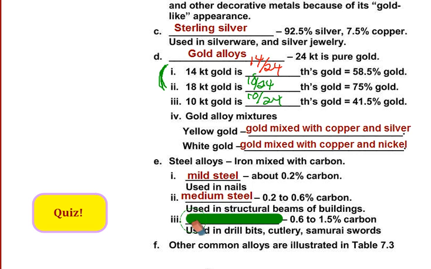And then we get to high carbon steel. This is where we use drill bits and cutlery and the aforementioned samurai swords. Now, we have other common alloys that are illustrated on table 7.3 in your book, and those are all also common uses for mixtures of metal. So now we're going to take our quiz. Let's jump to the back.